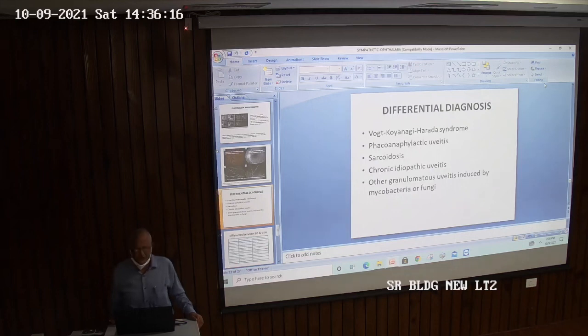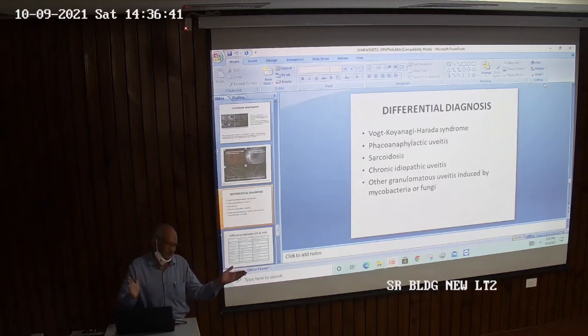The differential diagnosis is mainly Vogt-Koyanagi-Harada disease. We have also seen phacoanaphylactic uveitis, and sarcoidosis, because granulomas or tubercles are formed. Chronic idiopathic uveitis, where the diagnosis is not established. Other granulomatous uveitis induced by mycobacteria or fungi. Whatever forms granulomas or tubercles, the causes of granulomatous uveitis, we can differentiate these. These are the features of it.